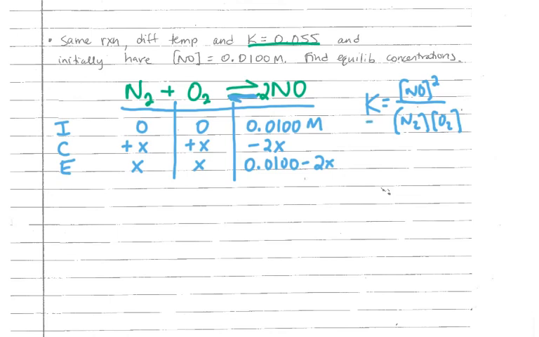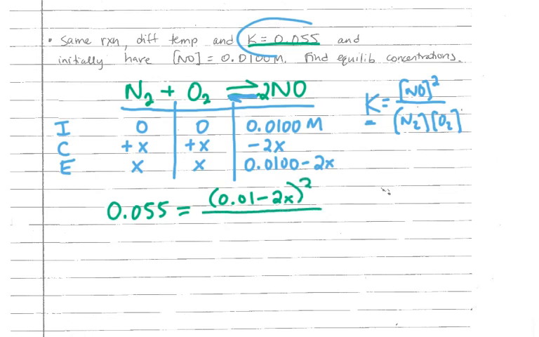And we're given this value of K. It's 0.055. So we're going to use that value of K and these equilibrium concentrations from our icebox, and we're going to plug it in. So we've got K is 0.055, and the equilibrium concentrations from the table for NO, it's 0.01 minus 2x squared divided by x times x, or another way to write that is x squared.